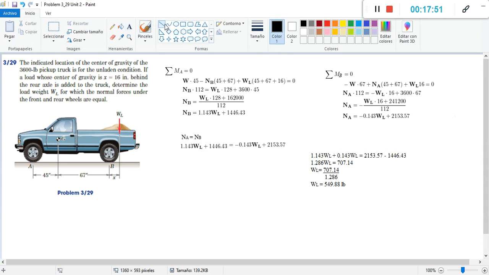And I repeat, the problem asks to find which is the weight of the load for which normal forces under the front and rear wheels are equal. So this is the answer for the question.